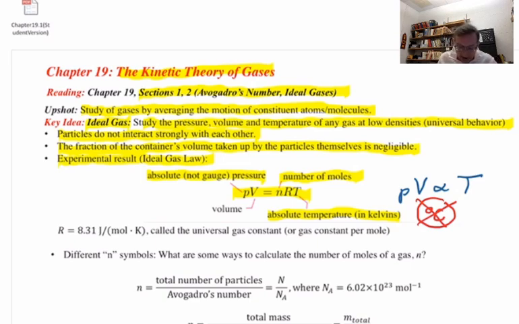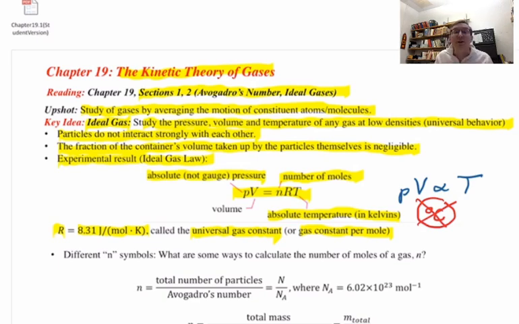Then the other symbol on the right is just a constant. Its symbol is capital R. It's called the universal gas constant, or I like to call it the gas constant per mole. But universal gas constant because it's the same value for any gas. And here's its value measured in SI units: 8.31, sometimes you'll see 8.314, joule per mole times Kelvin. You can convince yourself that those have to be the units of R in order for all the units in that ideal gas law formula to be consistent.